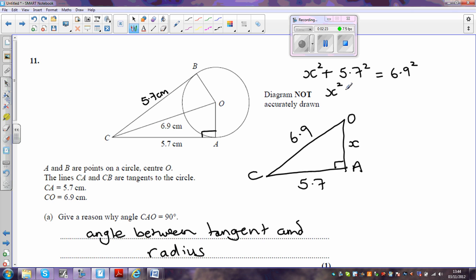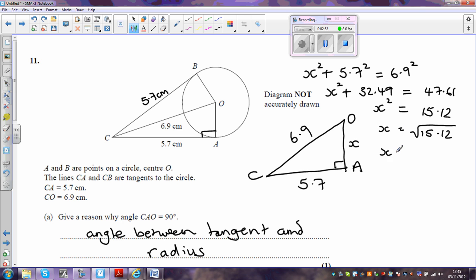If I work those out on my calculator, x squared plus 32.49, which is what we get from squaring 5.7, is the same as 47.61. To find x squared, I'm going to subtract 32.49 from both sides. I end up with x squared equals 15.12, which means that x is the square root of 15.12, which comes out on my calculator as 3.8884. I'm going to leave that on the screen of my calculator because I'm going to use it in a minute.